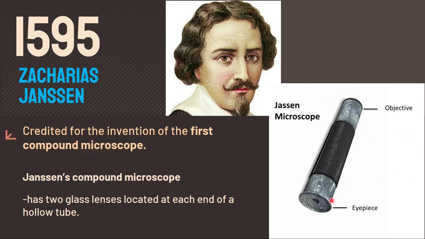So going back to Janssen's microscope, it is specifically called a compound microscope. Why compound? Because it is made up of two lenses. So we have a glass lens here, and we also have a glass lens here. This is a hollow tube in which both ends have glass lenses. If a microscope is only made up of a single lens, you cannot call that a compound microscope. You can call that a single lens microscope. We will see later on a design of a single lens microscope.